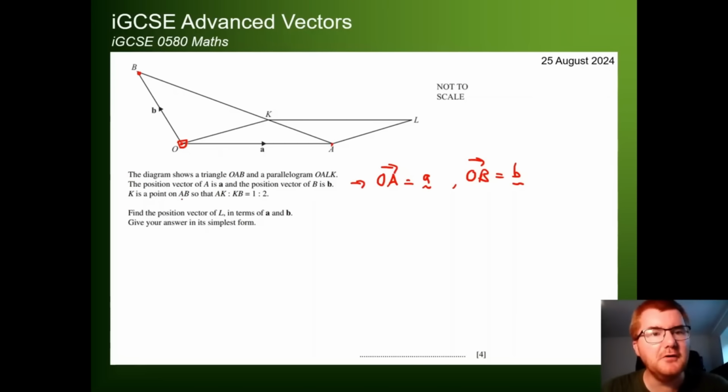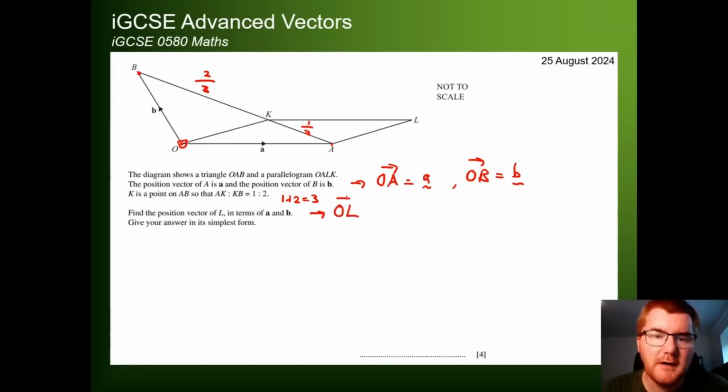Now K is a point on AB, this straight line here, such that the ratio AK to KB is 1 to 2. So what that means is, remember with ratios, if we do 1 plus 2, we get 3. So that means a third is represented by this section, and 2/3 is represented by this section from B to K. So I'm putting in all that key information just to help us when we actually work out what the question wants us to do. And what it wants us to do is work out the position vector of L. So remember, the position vector, just like I mentioned here, we're starting from O, so we're looking for OL.